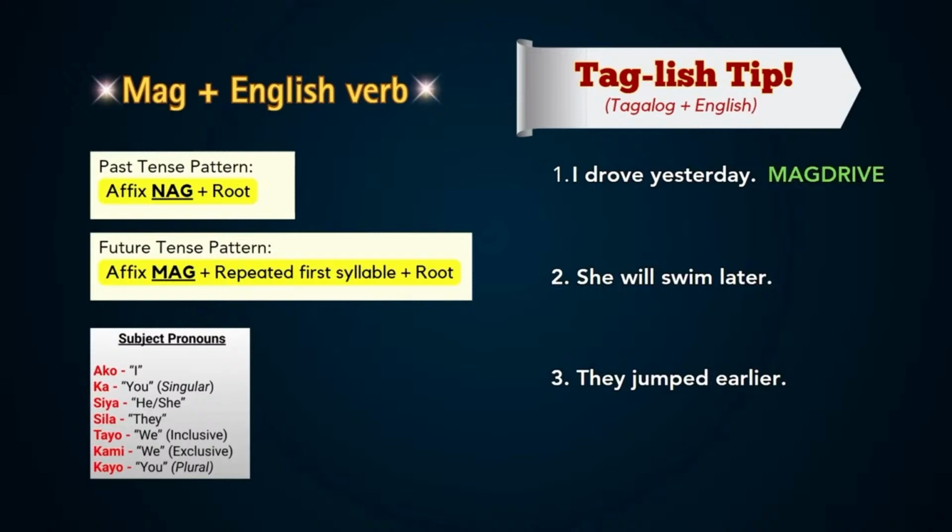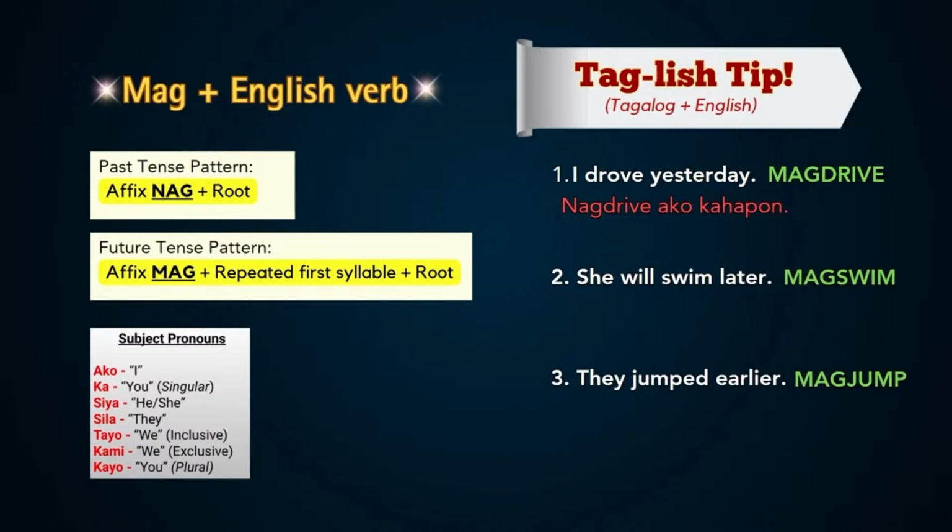What if I told you to use mag drive? Now conjugate it in the past tense because it's drove. I drove yesterday. It would be nag-drive. Nag-drive ako kahapon. I drove yesterday. So see, we are just using the pattern that we've already learned and using this mag plus an English verb. So go ahead and try number 2 and 3. You can use mag swim and mag jump. And then we'll go over it in just a second.